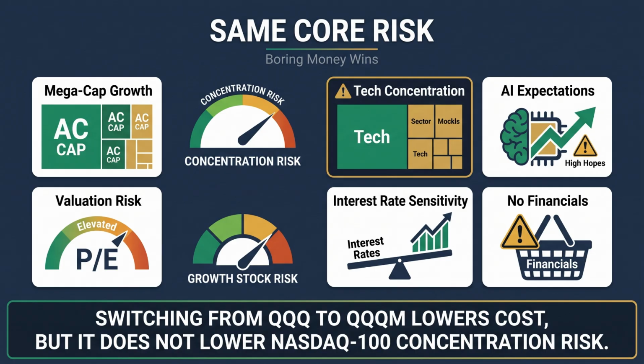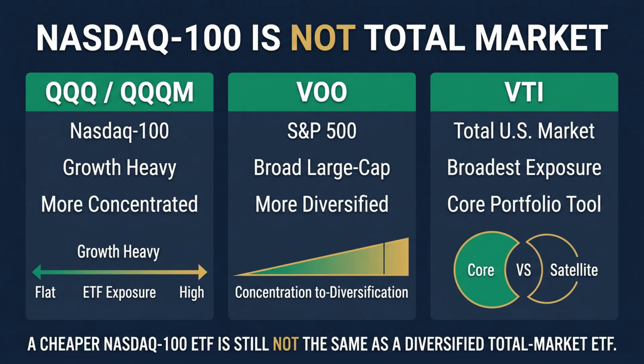That is why it helps to compare both of them with broader ETFs like VOO and VTI. QQQ and QQQM are often compared with broad market ETFs like VOO and VTI, but they are not the same type of tool. QQQ and QQQM track the Nasdaq-100. They are growth-heavy, they are more concentrated, and they are more exposed to large companies tied to technology and innovation. VOO tracks the S&P 500. That gives broader large-cap U.S. exposure. VTI is even broader because it covers the total U.S. stock market.